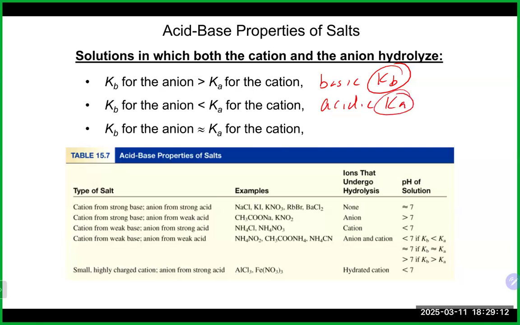And if you happen to have a Kb and a Ka that are pretty much equal to each other, go with a pH of 7, neutral, in that case. So you can definitely have a salt that can go both ways. But again, you want to compare the Ka to Kb, and whichever one is larger is the calculation you should do. Obviously, if the Kb is larger, you should end up with a basic pH, and if the Ka is larger, you should end up with an acidic pH. Any questions on that?